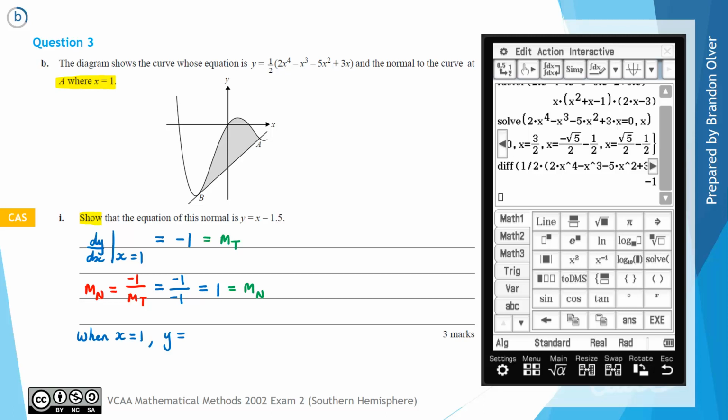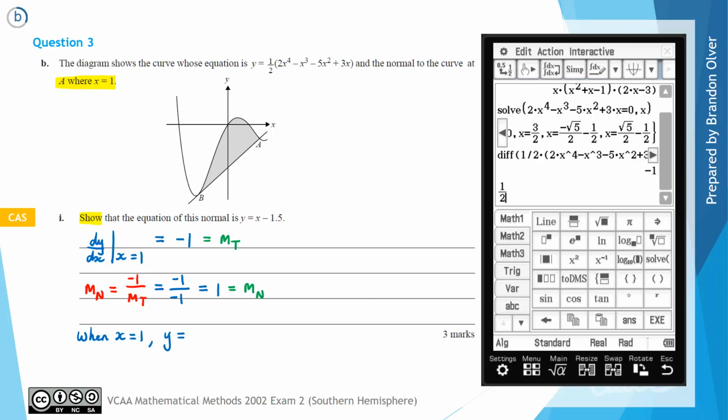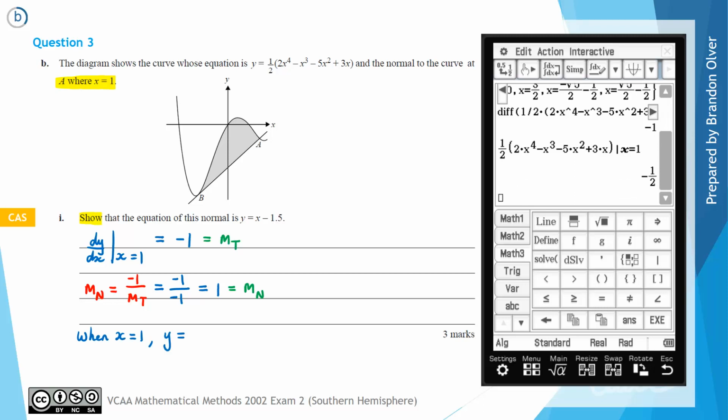To calculate the value of y when x is equal to 1, we need to make sure we've got our equation in there. So 1/2 times this same polynomial again. And we can use math 3 and this straight up and down line to say given that x is equal to 1. Hitting execute will give the y value for when x is equal to 1, and that was equal to -1/2. So the coordinate of A is going to be 1, -1/2.